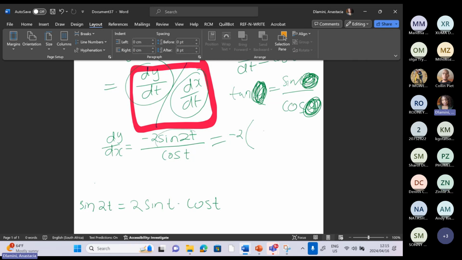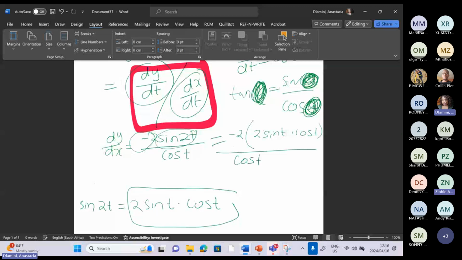Here, we know that sine of 2t, and there's a 2 outside. So take that 2 outside and put this inside. So this is 2 sine of t cos of t over cos of t. Are we all together? Yes, ma'am. Yeah, I'm just taking you back to your grade 12s.